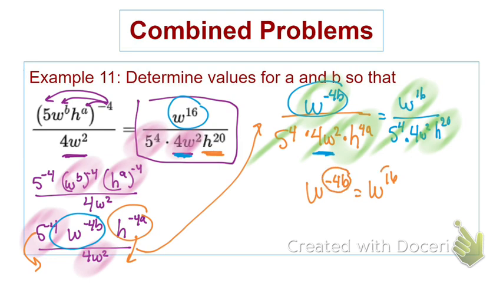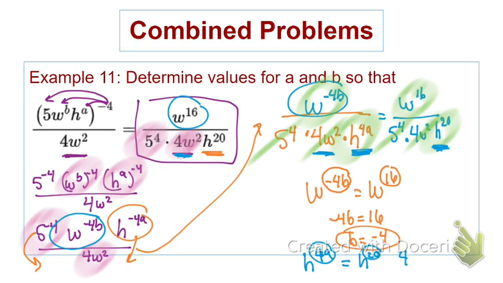In order for these factors to be equal to each other, the negative 4b exponent has to be equal to the 16 exponent. If I divide both sides by negative 4, that tells me that my b has to be negative 4. And then similarly, if these h factors are going to be the same, then this 4a has to be the same as this 20. Divide both sides by 4. So then a has to be 5.